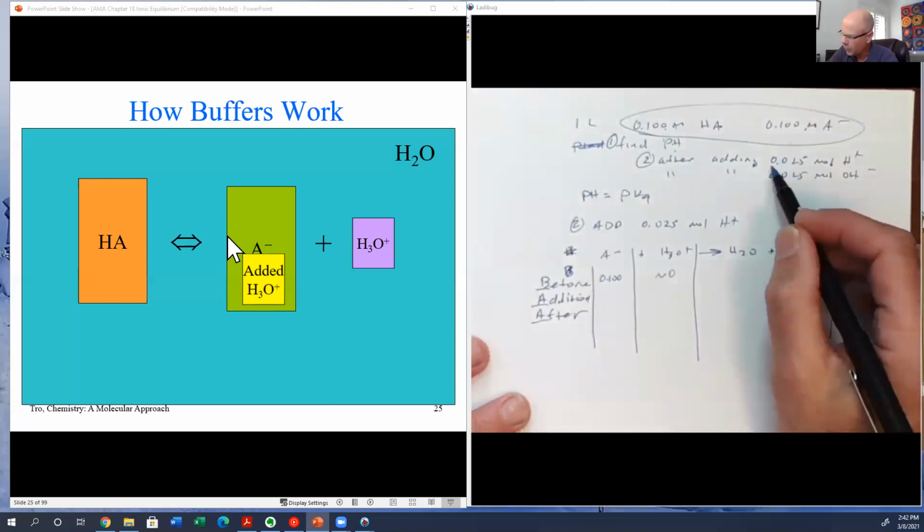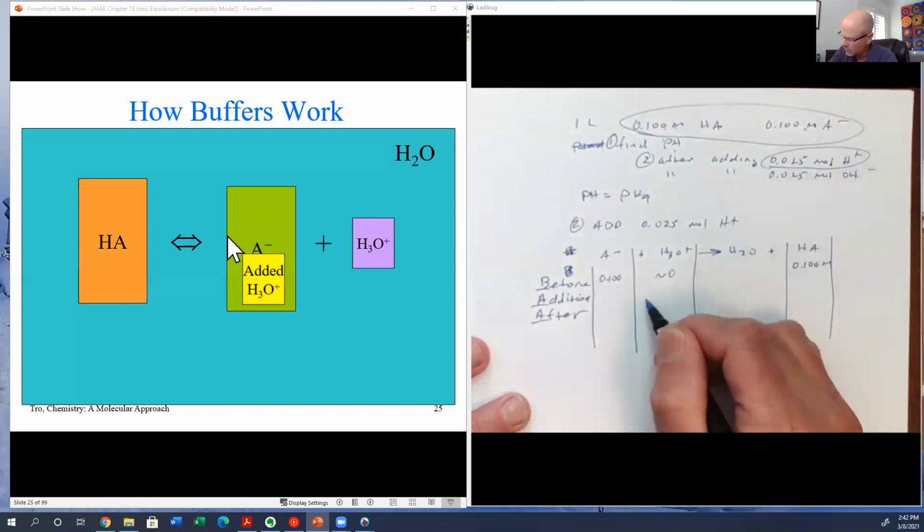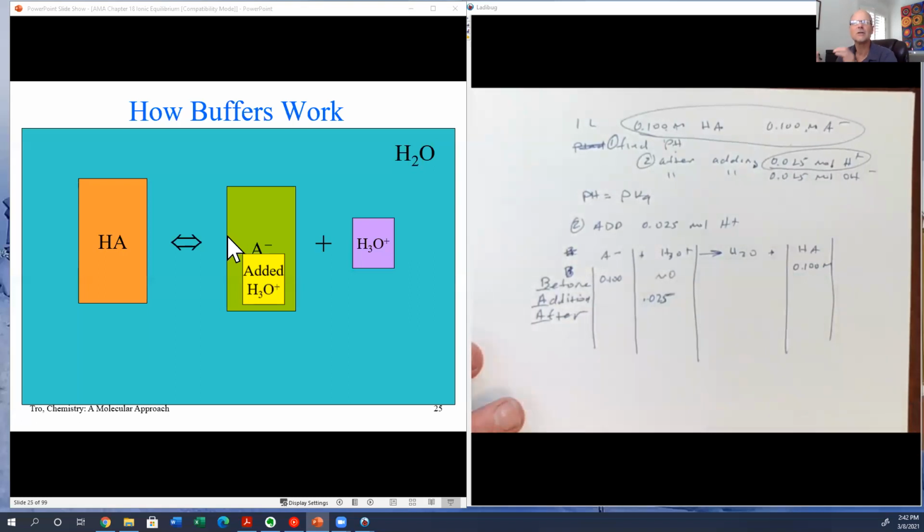Now I'm adding 0.025 moles of H+. So my addition is 0.025 moles of H+. Now don't confuse this with an equilibrium table. In an equilibrium table or an ICE table, I'm summing the columns. Here I'm not summing the columns. I'm figuring out the stoichiometry of the reaction. These are going to react 100% with each other.